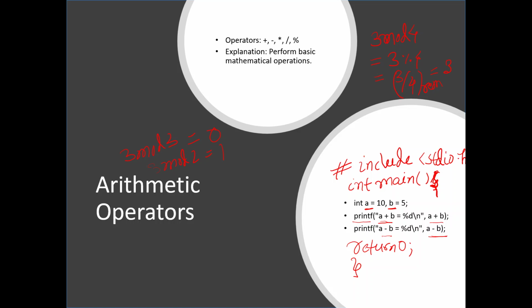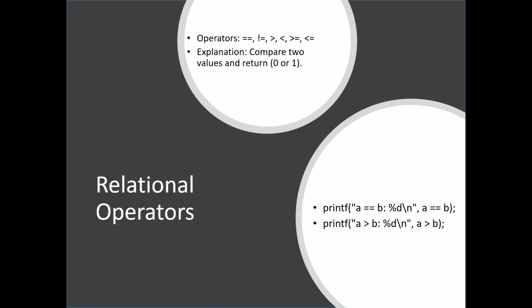Now next, go to the relational operators. So what are the relational operators? Equal equals to, which basically compares two variables, or a variable with any value. Then not equals to, greater than, less than, greater than equals to, less than equals to. It is used to compare two values and return either true or false. In computer programming it basically returns 0 or 1.